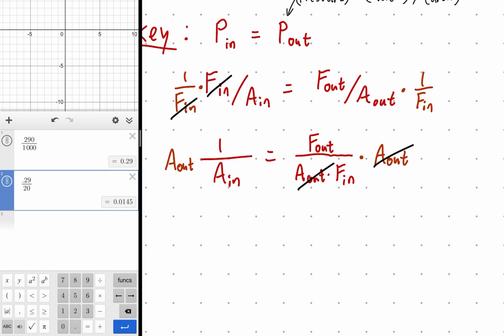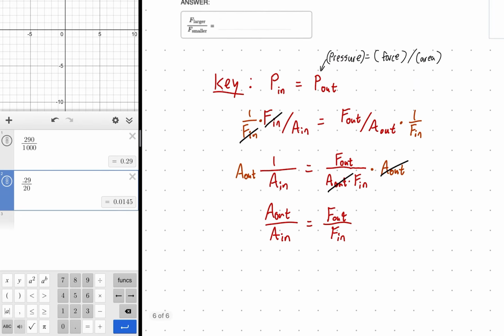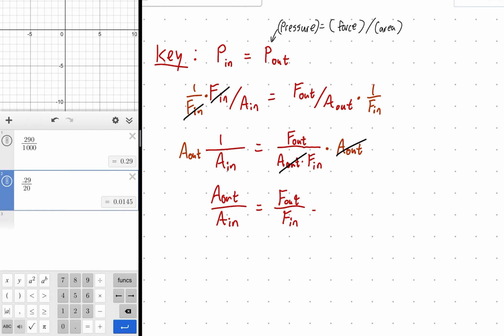And so then when we rewrite this, we're going to have A out over A in equals F out over F in. All right. Well, F larger over F small, that is out over in. So that's none other than large over small. We can just call them large and small as well. All right, so you can see that it's just the same name.